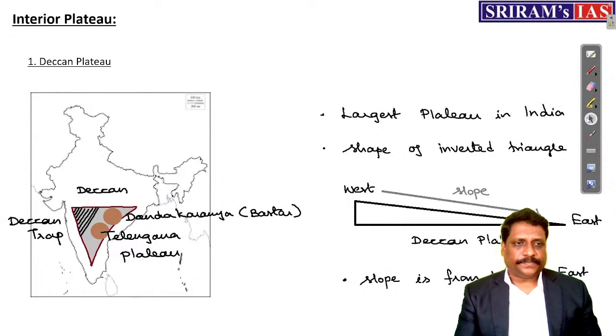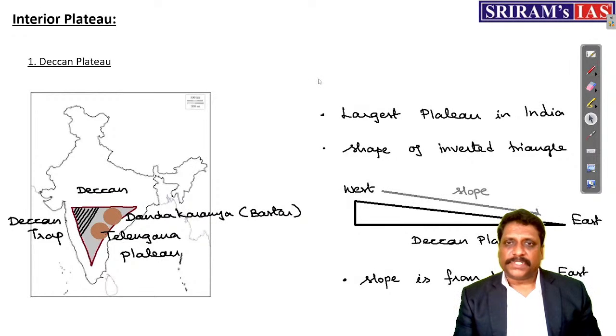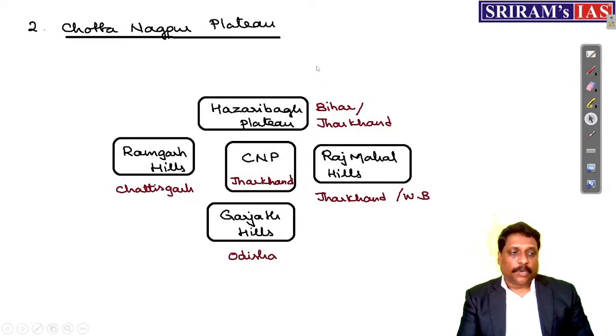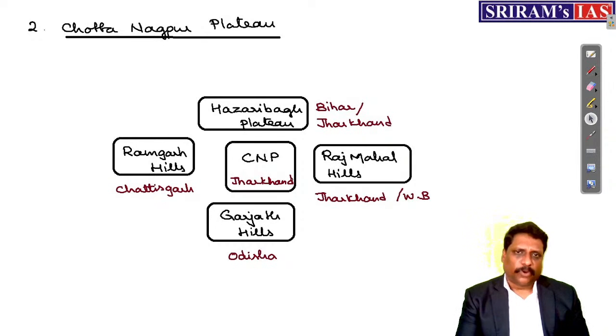Right, my dear friends. Now, some basic facts. We have just talked about this Deccan Plateau as such. Now, going to the second plateau, Chota Nagpur Plateau. See, Chota Nagpur Plateau is the most exploited plateau in India, we said. Most exploited plateau. And when I talk about Chota Nagpur Plateau, it is not only Chota Nagpur Plateau. Largely, it is confined to the state of Jharkhand, my dear friends.